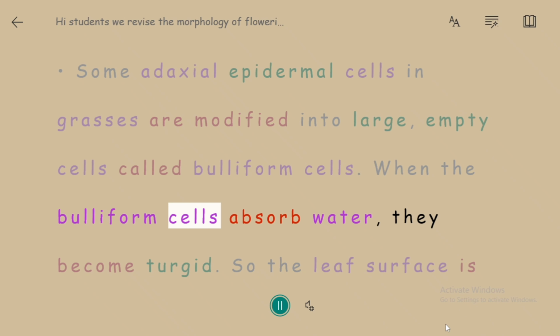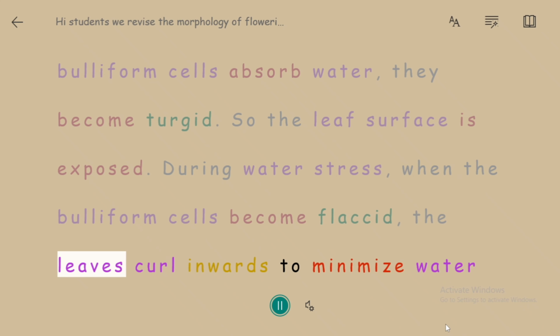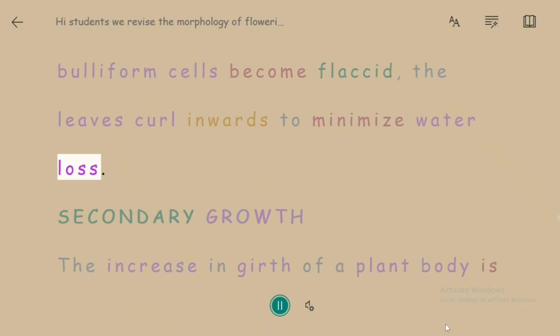When the bulliform cells absorb water, they become turgid, so the leaf surface is exposed. During water stress, when the bulliform cells become flaccid, the leaves curl inwards to minimize water loss.